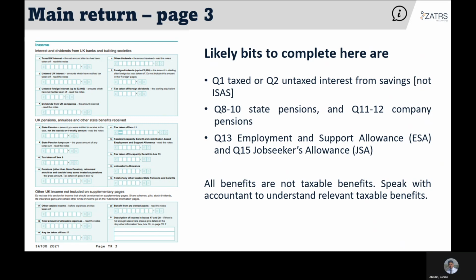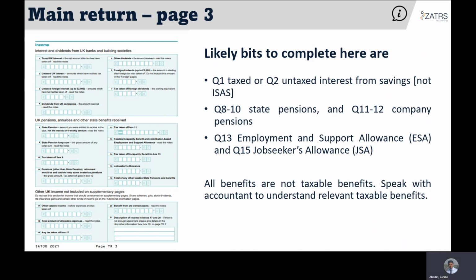In questions 8 to 10, you tell them about your state pension, and in questions 11 to 12 about any company pension you have received. And in both of these cases, you should get a form from the pension provider telling you exactly how much money you have received during the year and how much tax has already been taken off.